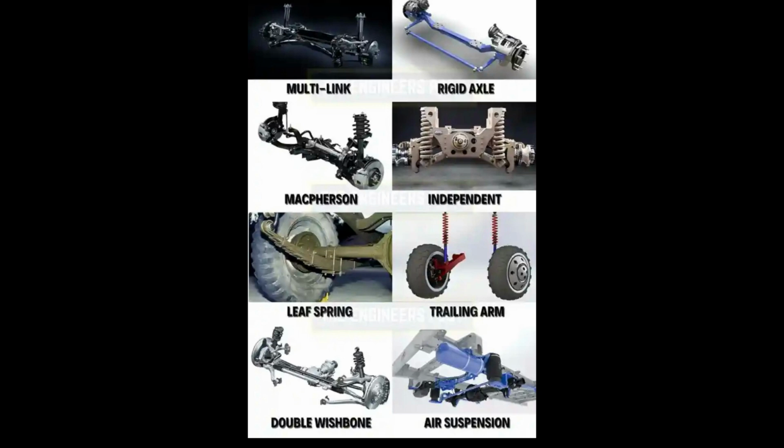Double wishbone suspension. Double wishbone is a type of suspension that has 2 arms that support the suspension system, namely the upper and lower arms. With this suspension, the car can run stably.